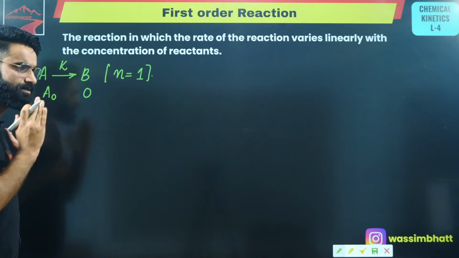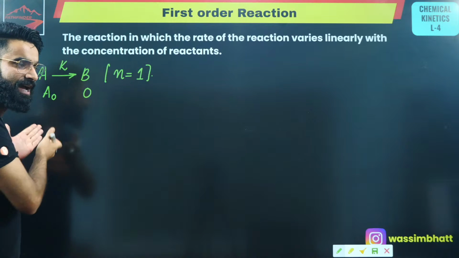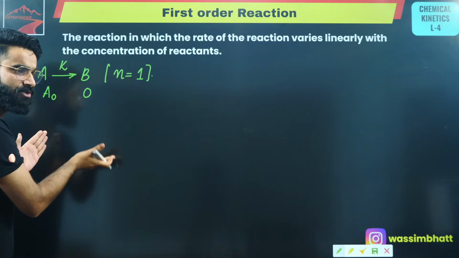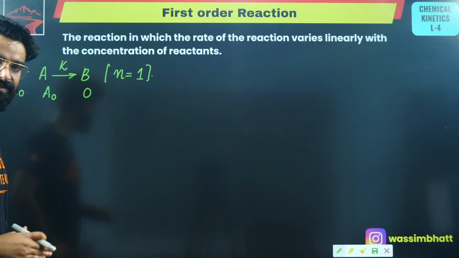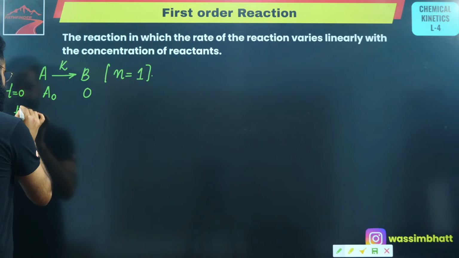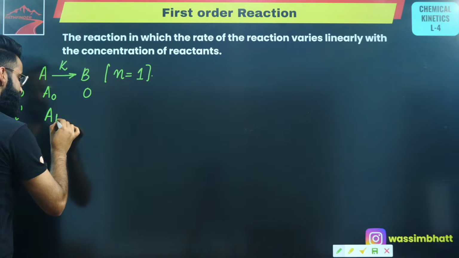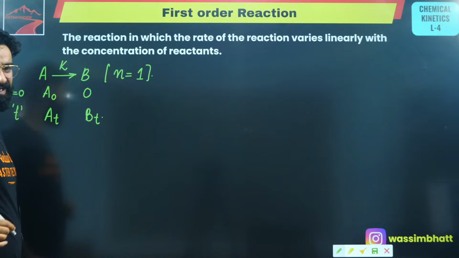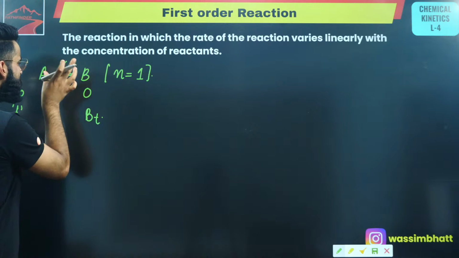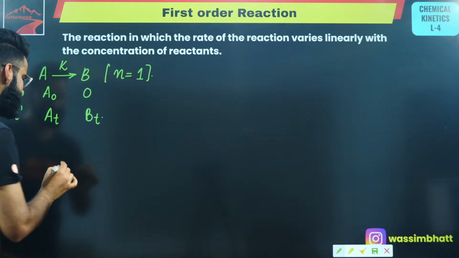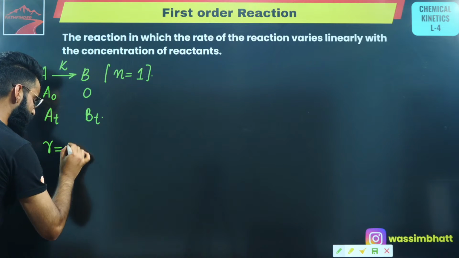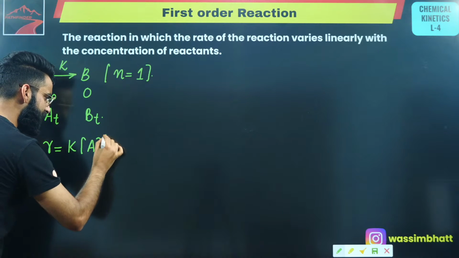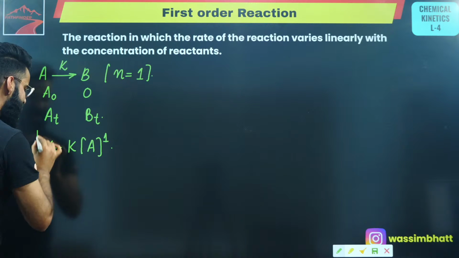When the reaction starts, the concentration of reactant will be decreasing with time and the concentration of product will be increasing with time. Let's assume at time t, the concentration of reactant left is represented by At and the concentration of product formed is represented by Bt. Now I'm assuming this is a first order reaction. That means the rate of the reaction will be equal to K multiplied by the concentration of reactant raised to the power order, that is 1. This is how I wrote the rate law.